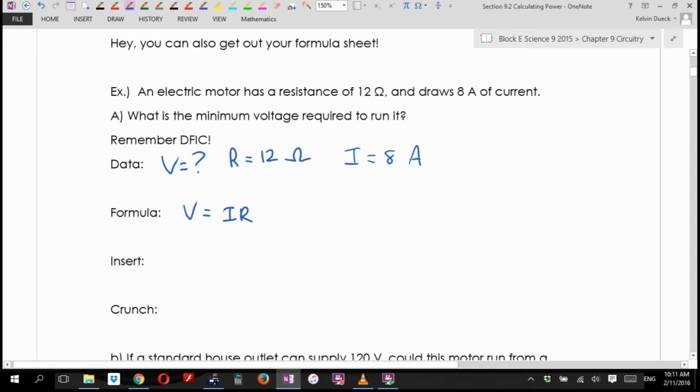In physics, I usually tell my kids I'll give them half the marks just for finding the correct equation, because that's half the battle. The rest, honestly, is Math 9 substitution, plug and chug.